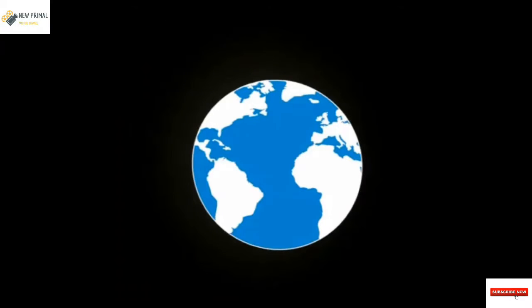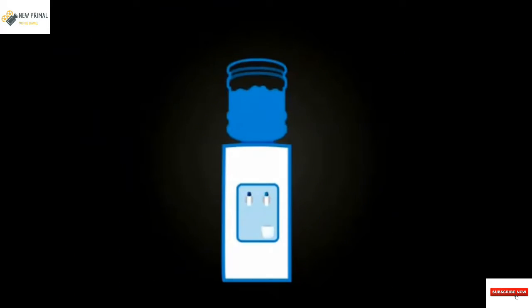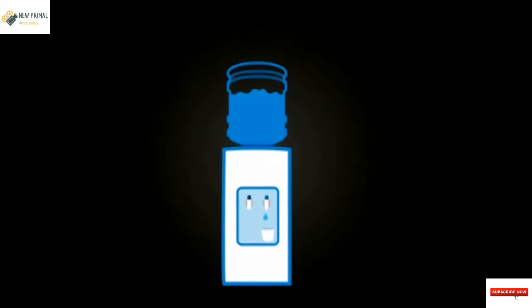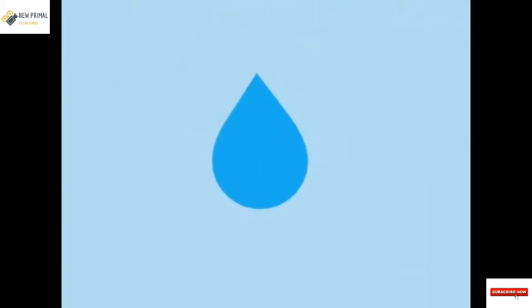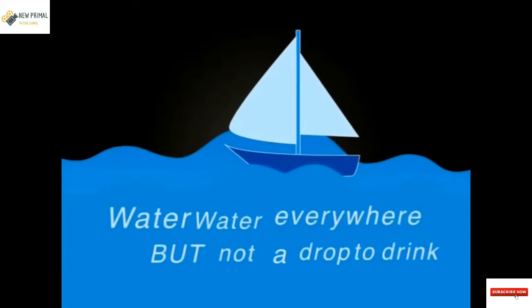Our world is surrounded by water. Seawater is 71% of Earth's surface. We drink water every day. But what if we ran out of fresh water and there was only salt water available? We'll have water everywhere, but not a drop to drink.